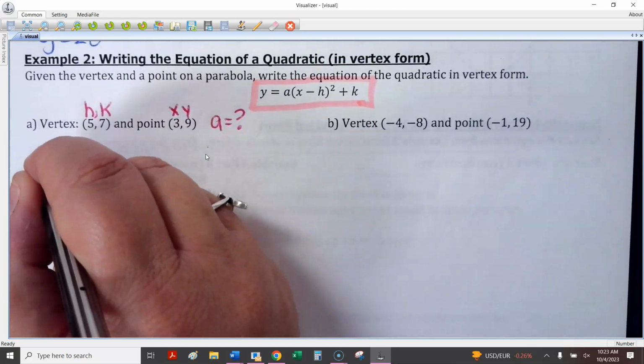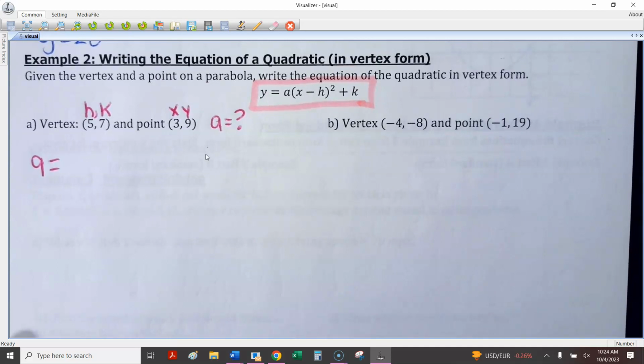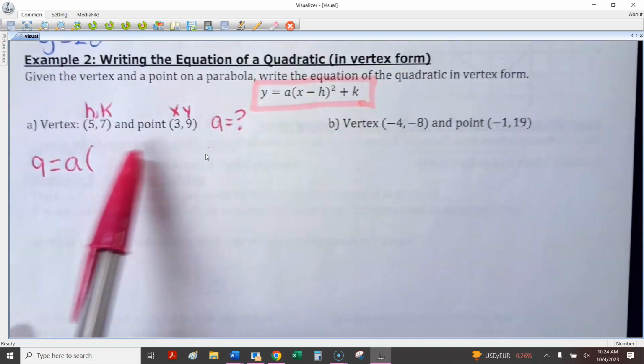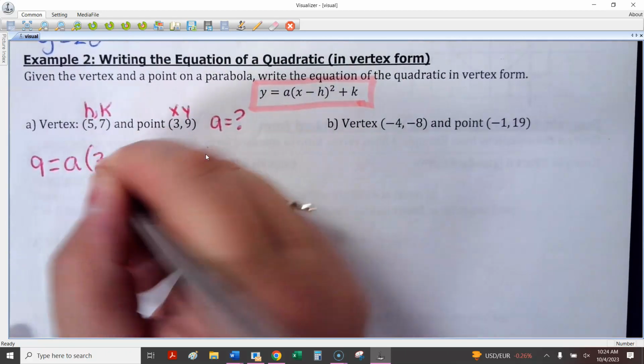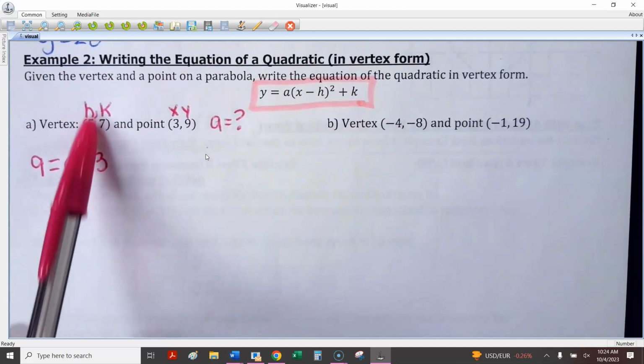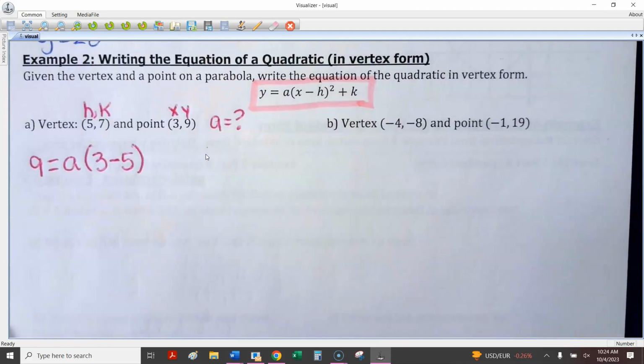So the y coordinate of the point is 9. So I put that in place of y. A is the only variable in that formula you're not going to know. That's what we're going to solve for. X is the x coordinate of the point, which is 3. Now, this is x minus h. My h value is +5, so this is going to look like -5 in the actual formula.